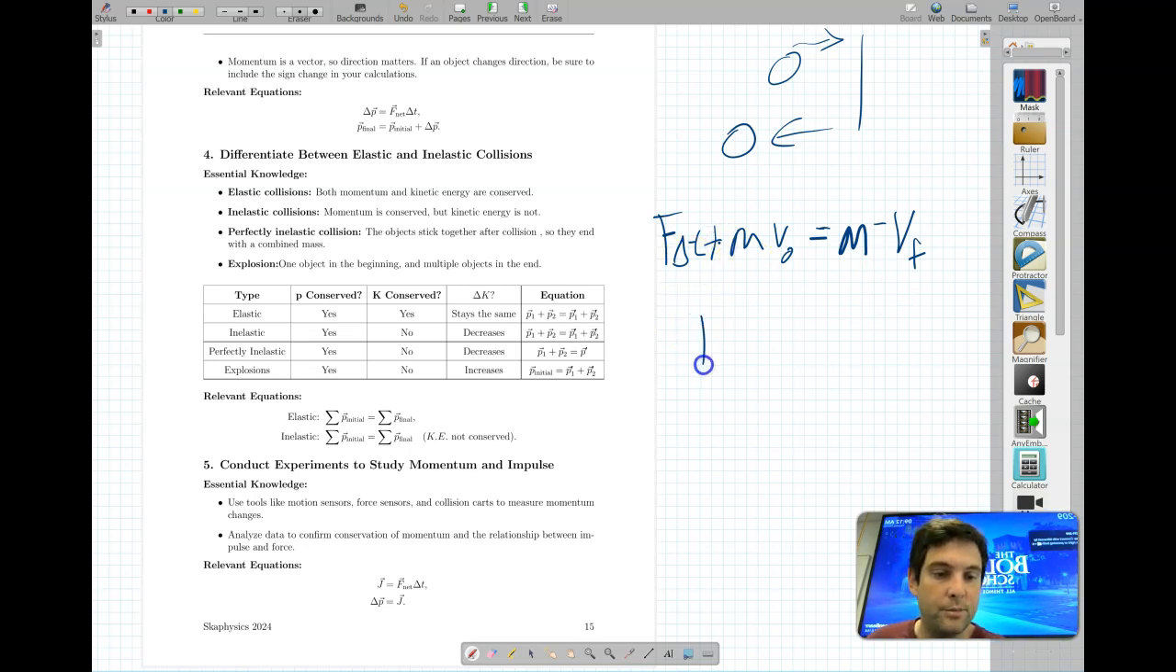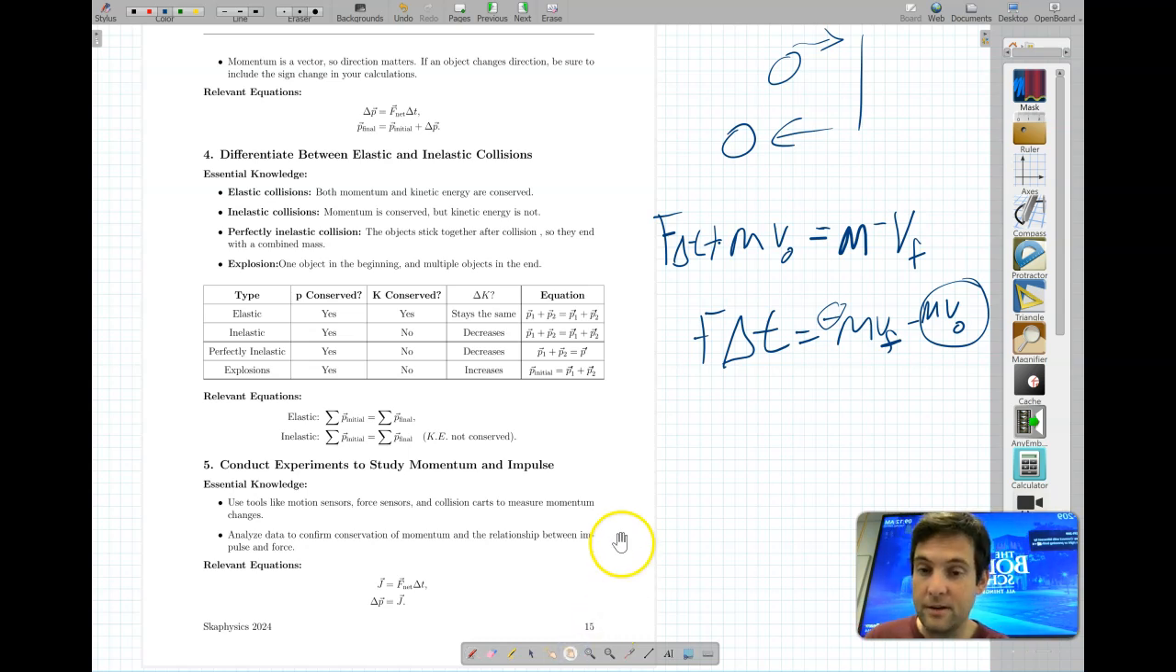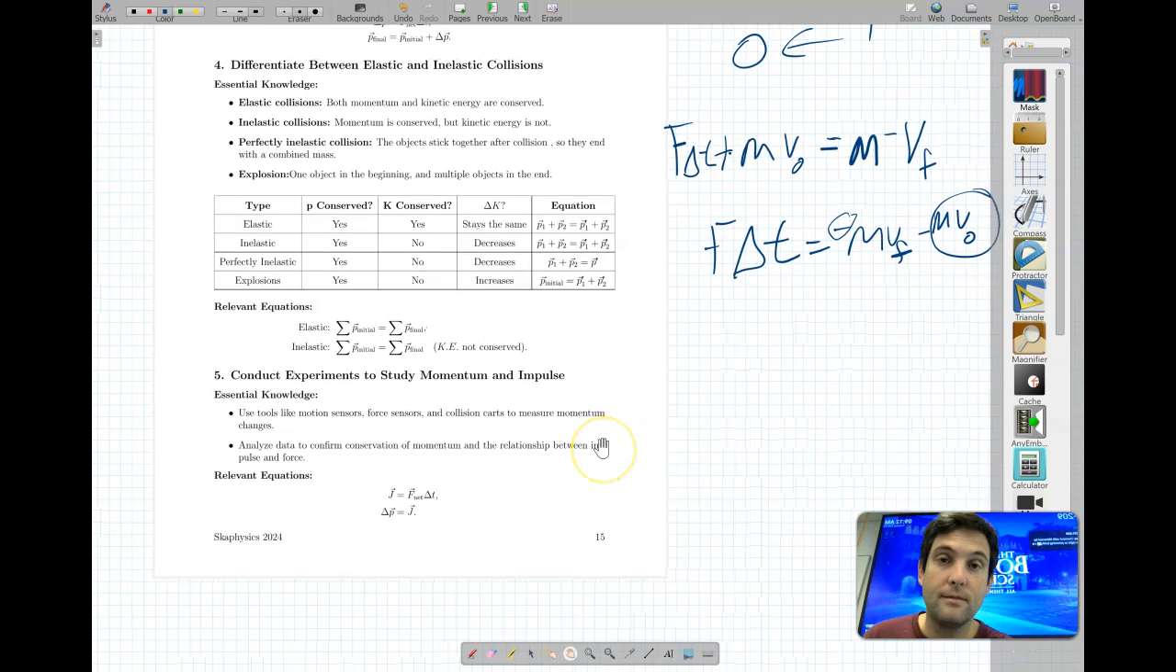When I solve for the impulse, F delta t equals m negative vf minus m v naught. This negative in front changes how you're going to handle this. So it could mess up your entire problem if you forget that negative. Somebody's going to forget the negative. And on multiple choice, the wrong answer will be there. So if you forget the negative, you're going to think, oh, I got the right answer.